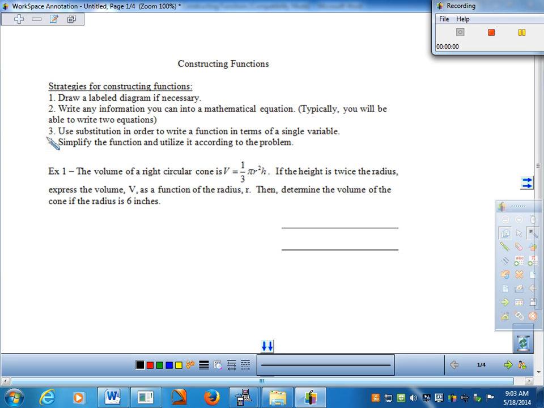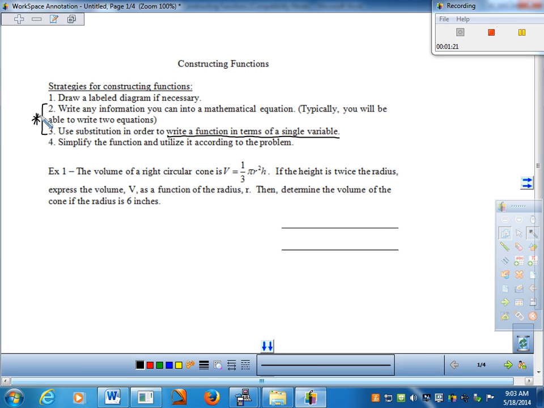What we're going to want to do is use substitution in order to write a function in terms of a single variable. In fact, that is our purpose of the lesson. That is the objective right here. So write a function in terms of a single variable. That's great. So as a matter of fact, because 2 and 3 kind of tie together there, and they are probably the primary objective, let's go ahead and highlight that piece.